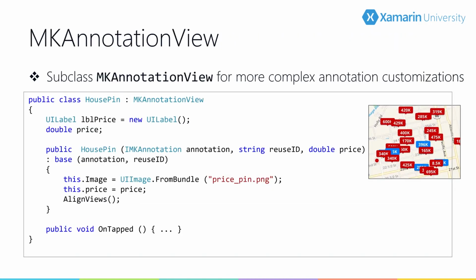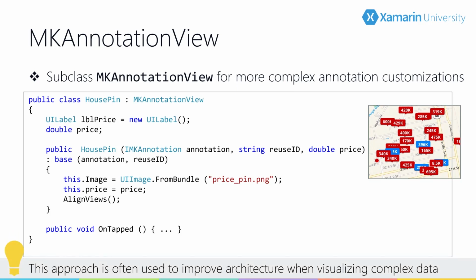Let's look at an example of when you would subclass the MKAnnotationView. This code snippet is using a UILabel to display pricing information on the annotation. There's also a stub method called OnTapped that can be used to define behavior when the annotation has been tapped. Now, although this code could be placed all within the map view delegate, it's complex enough that it should be separated out into its own class.